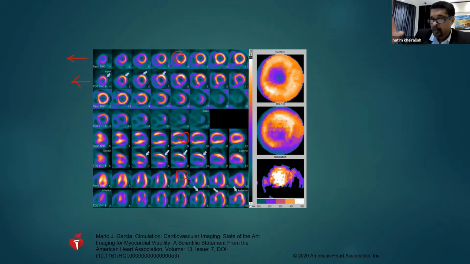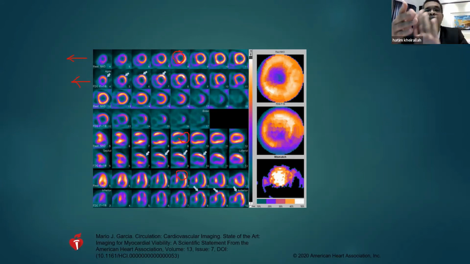Now, echo, the hypothesis of viability depends on eliciting contraction. So I have a low contraction or no contraction in a segment, and I activate these segments by inotropic challenge. If I demonstrate that this segment is coming into contraction, that means it's viable. The last thing is the CMR, which is cardiac MRI. Cardiac MRI defines non-viability or viability by the amount of fibrosis by the delayed hyperenhancement. So the more fibrosis, the less likelihood of viability.